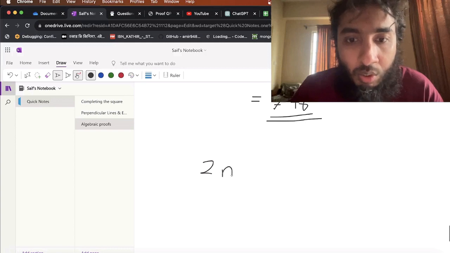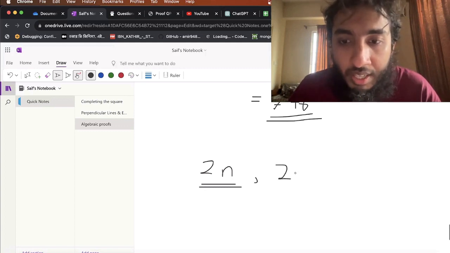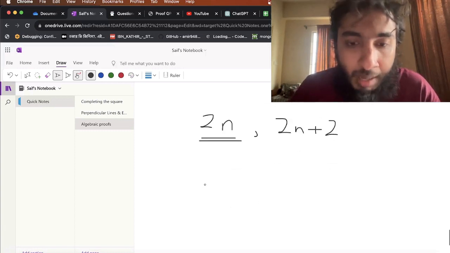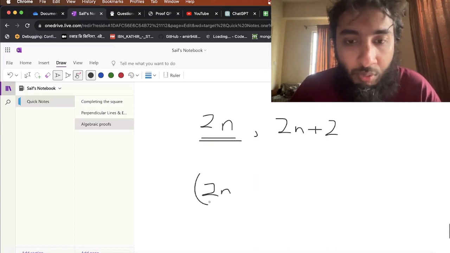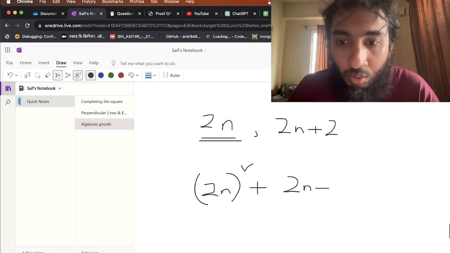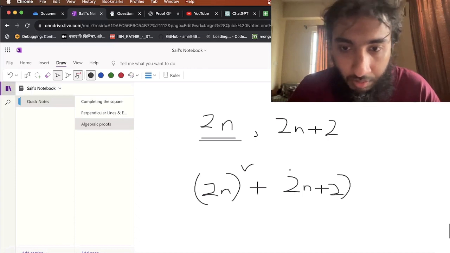So if I go to my notepad and use my pen tool, let's say for any positive integer n, 2n is an even number. So what is the immediate next even number? 2n + 2. So you have to prove that the sum of the squares of these two numbers. So what is the square of 2n? (2n)² plus the square of the other number, (2n + 2)².